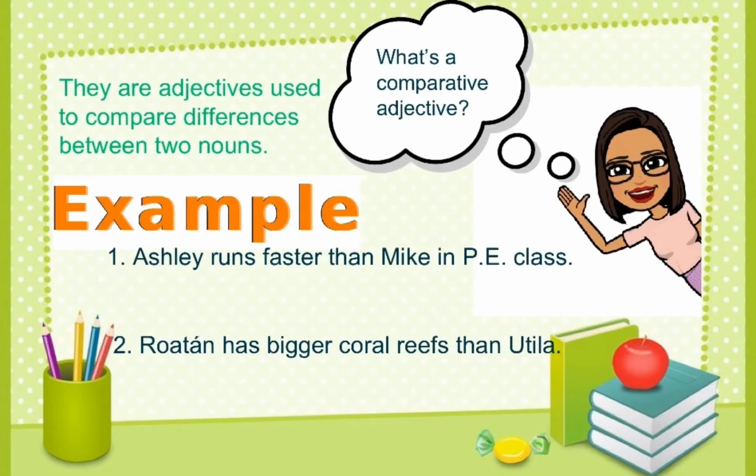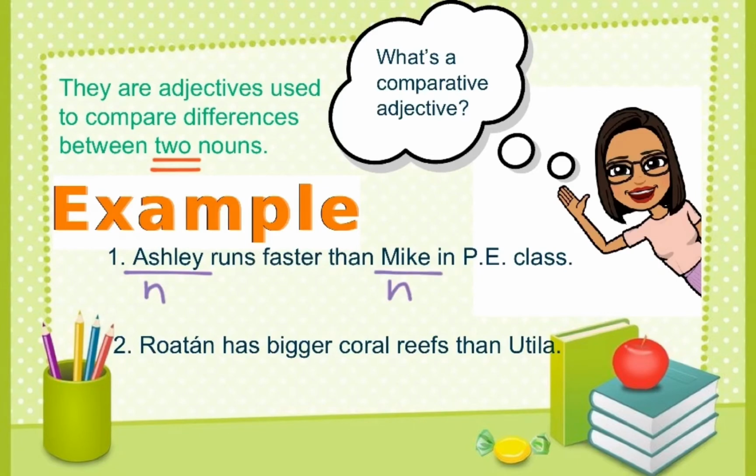Now that we reviewed what is an adjective, let's learn what is a comparative adjective. Comparative adjectives are words that we use to compare differences between 2 nouns. Always remember, it's between 2 nouns. Let's look at this example. Ashley runs faster than Mike in PE class. Let's identify our 2 nouns in the sentence, Ashley and Mike. These are my 2 nouns.